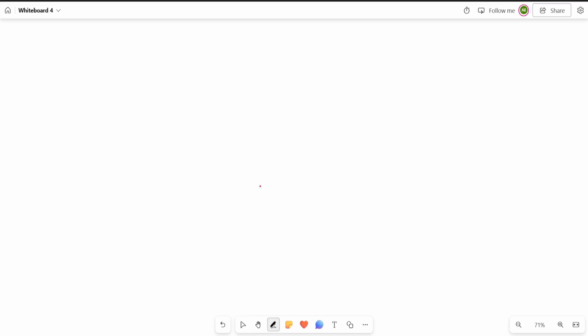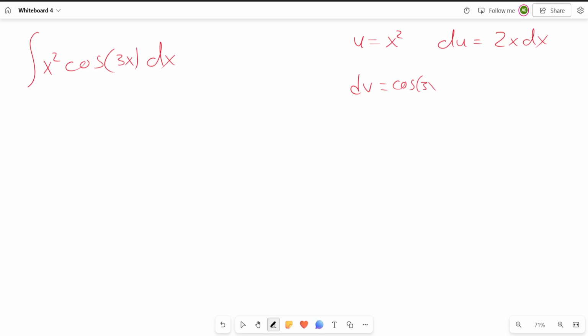Let's take a little bit of a harder question. Let's say we need to integrate x squared cosine 3x dx. Okay, again, this is a type of question where we will need to use integration by parts 2 times, and I will show you why. First, let's choose our u as x squared. That makes our du as 2x dx. Our dv, let's choose it as cosine 3x.